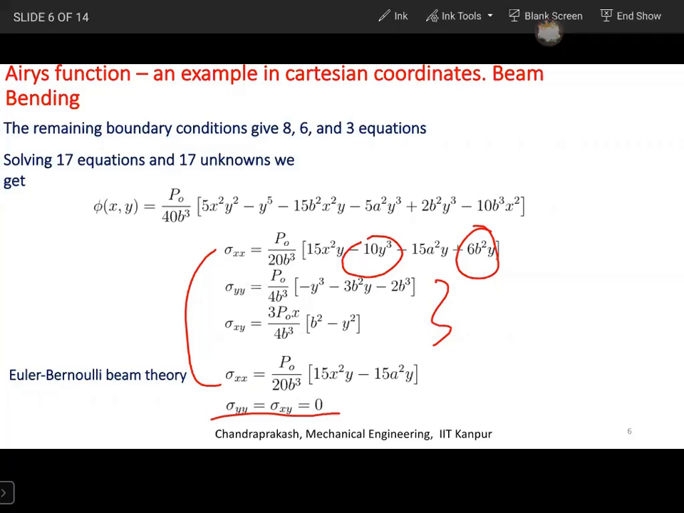Euler-Bernoulli beam theory is useful. In fact, skyscrapers have been built. Many buildings have been built. Every beam which you have seen so far has been analyzed using Euler-Bernoulli beam theory. There's nothing incorrect about it. It does make some approximations.